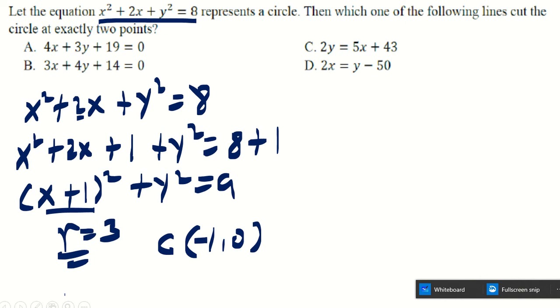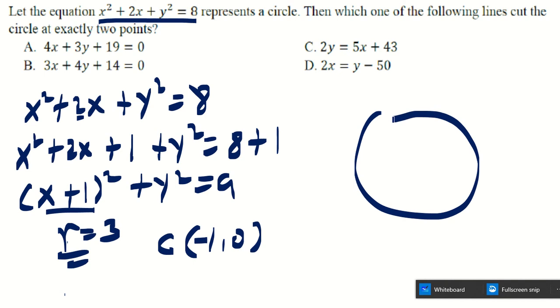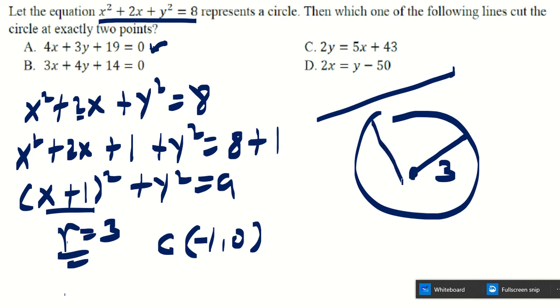Which line? The distance between the line and the center: if it is greater than 3, the line is outside. Remember, this is a circle and there is a line. The distance from the center to the circle is just 3. So when we are trying to find the distance between this line and the center, if it becomes greater than 3, that means the line is totally outside the circle, so it doesn't cross or touch the circle. If it becomes 3, that means the line is tangent to the circle. It touches the circle just once.